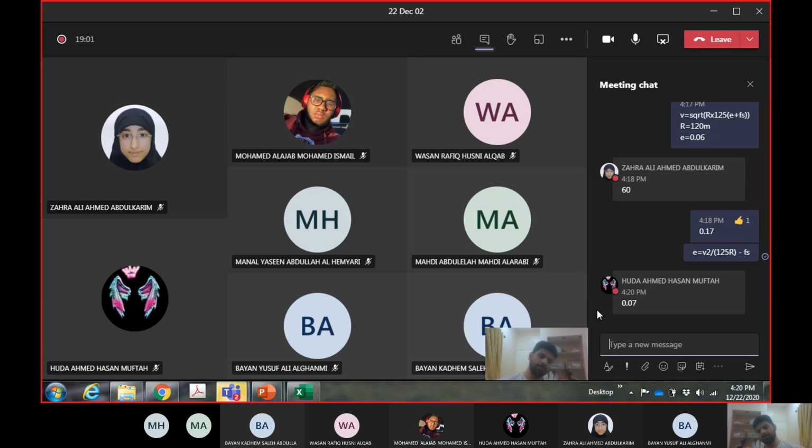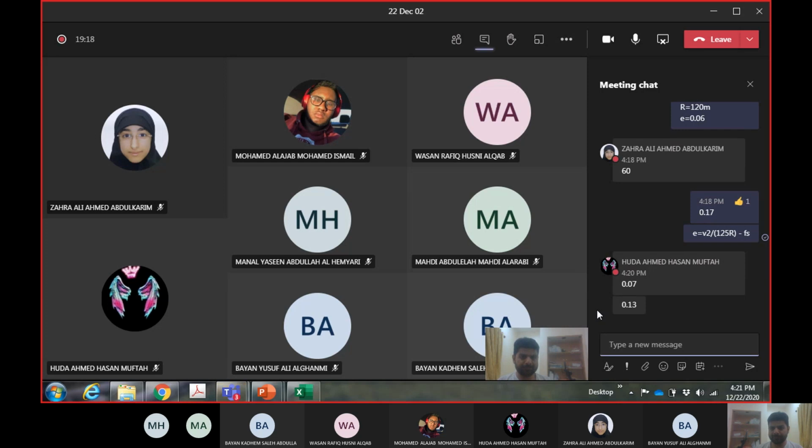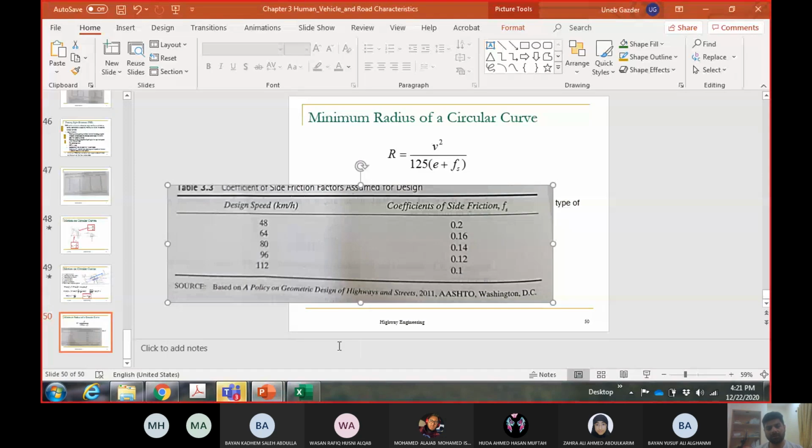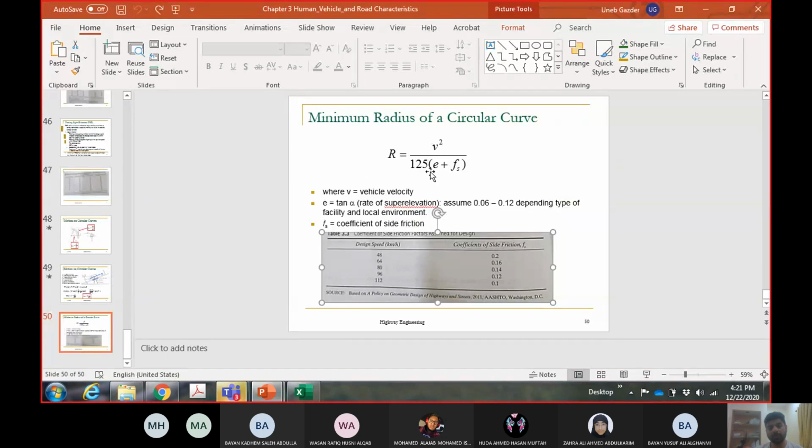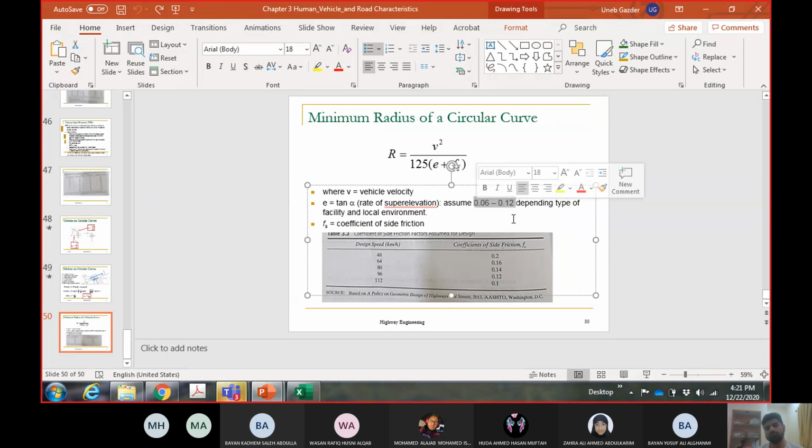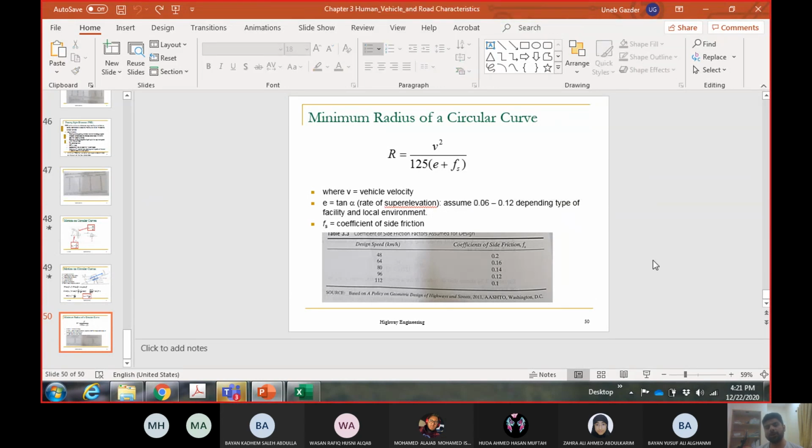Point zero seven, with R of 100. Can someone else check? 0.13. Yes, 0.13. Now if you go to the range given for E, the range of E is up to 0.12. So it is beyond the range. Very close, but it is beyond the range.